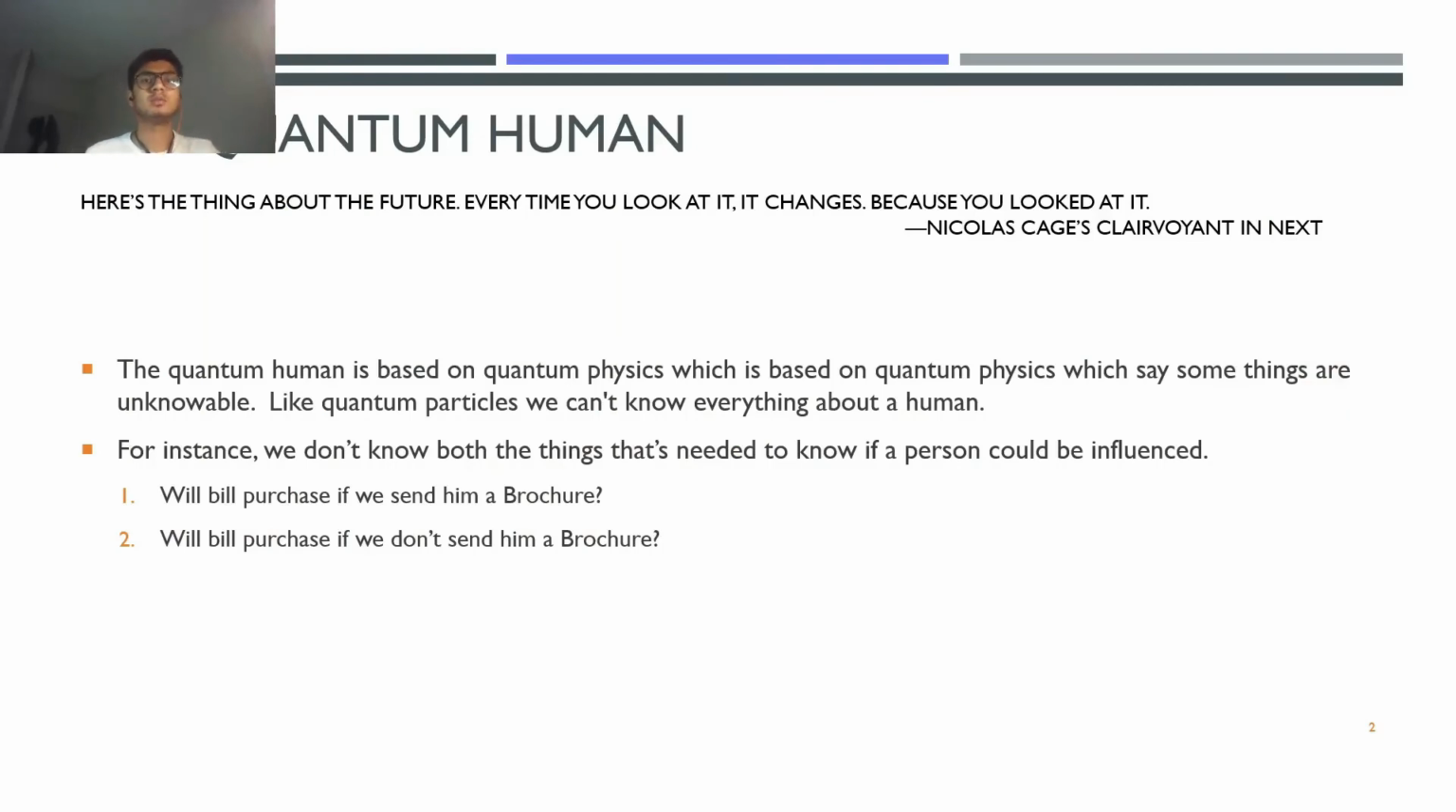Hi, so I'm going to talk about the quantum human. As Nicolas Cage has said, here's the thing about the future. Every time you look at it, it changes because you looked at it. So, basically, the human is based upon quantum physics, which is unknowable. You don't know it, like quantum particles. For example, you don't know what is going to influence somebody, if a person is going to purchase something based upon a brochure or not if they send it to him.